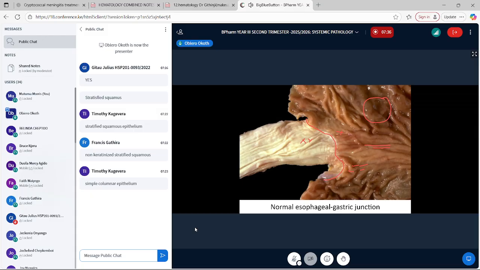Okay, and that junction has to be there. If this junction moves, that will be another issue.